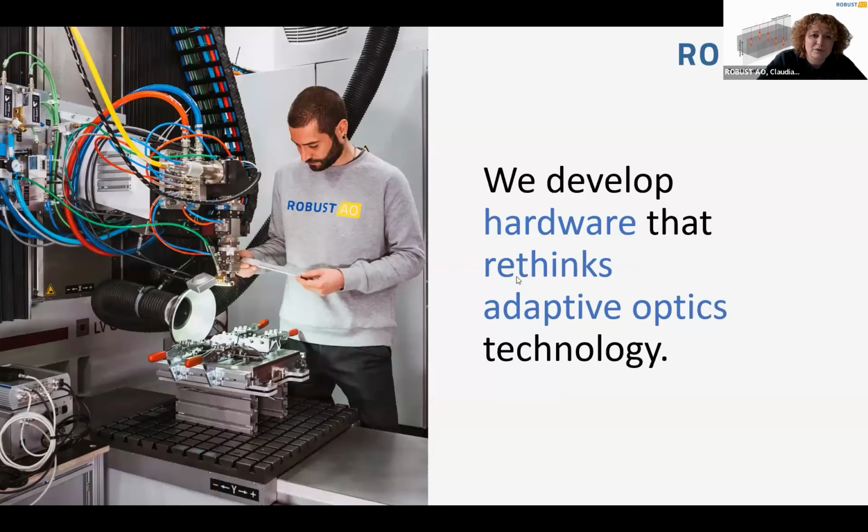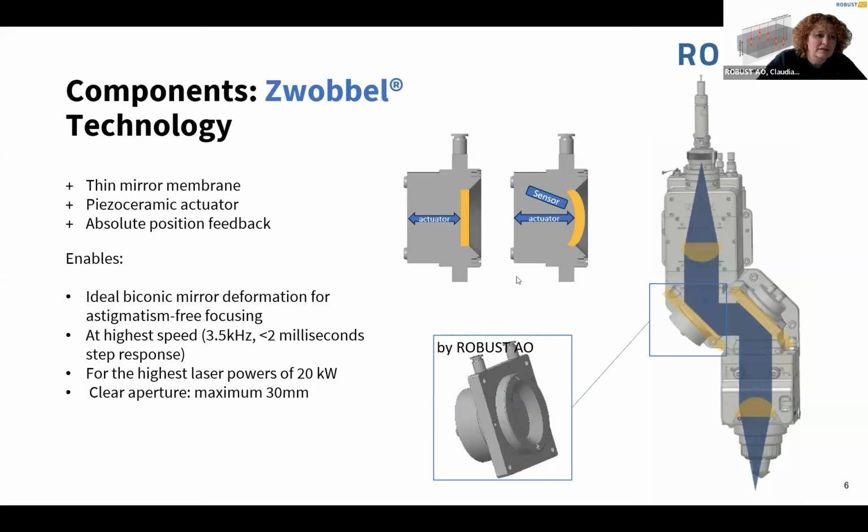So to sum it up, what do we do? RobustAO, we develop hardware that rethinks adaptive optics technology. And the product that we're doing is the Zwobble technology. Zwobble because we wobble in the Z direction, and it's a deformable mirror. It has a very thin mirror membrane here in yellow, and we have a piezoelectric actuator that acts on that membrane. And we have a sensor, because if you use piezoelectrics, it's quite fast, but you also have hysteresis and nonlinearities. And we want to have an absolute position feedback. That's why we're using the sensor.